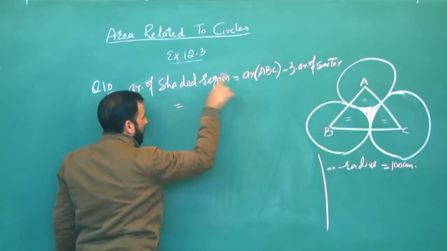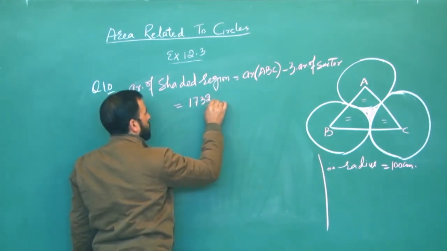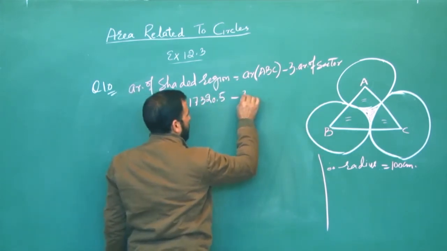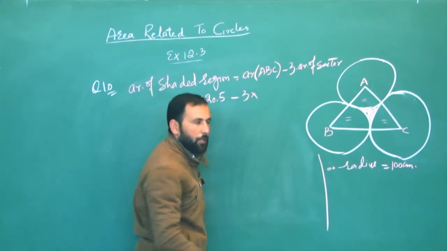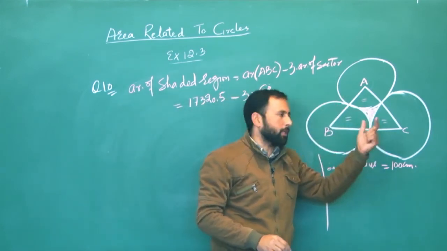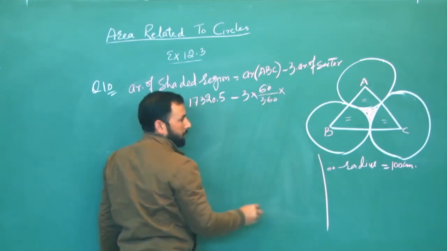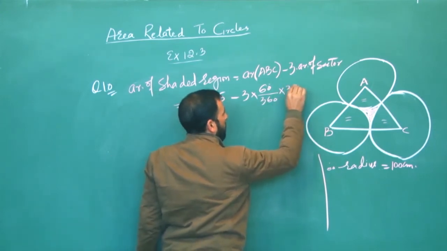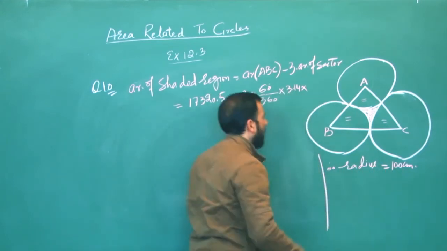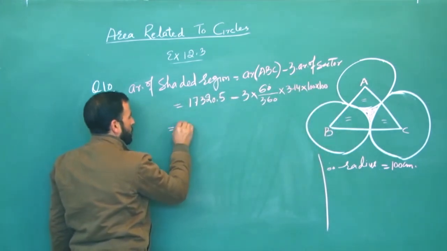That implies area of an equilateral triangle is given, that equals 17320.5 minus area of 3 sectors, that is equal to 3 into area of a sector. Theta equals 60. Why 60? Because it is an equilateral triangle. Each angle is equal to 60 degrees. So, it is 60 divided by 360 into pi. In the question it is given use pi equals 3.14 into r square. What is the radius here? So, radius is 100 centimeter, r square is 100 into 100.